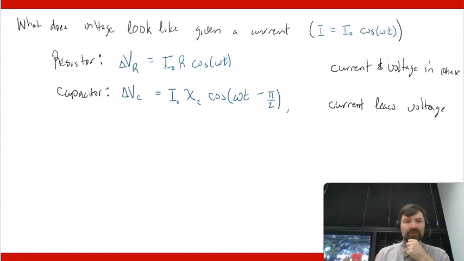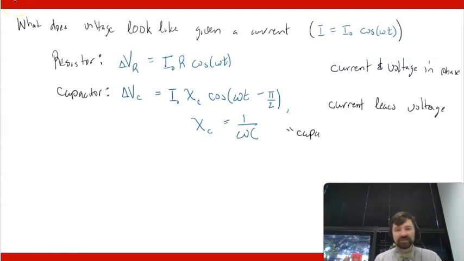and then for the inductor we'll see what it looks like, but we need to remind ourselves what chi c represented, which was what's called capacitive reactance. And so it was given by 1 over omega times c, where omega is the frequency of the applied current. Okay, so what about for the inductor?